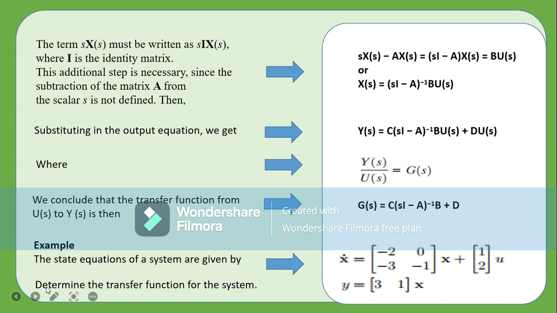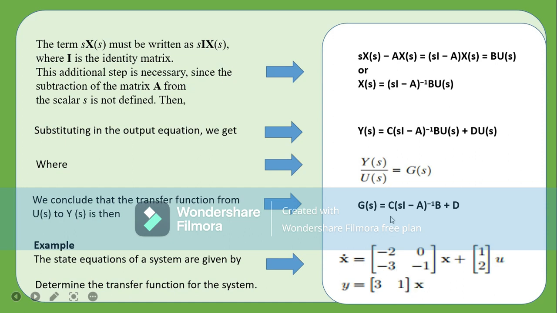So we are asked now to determine the transfer function for this system. Already we know that looking at this state equation, this is our matrix A, this is B, and this is U. Then because we don't have the D, we can assume that D is 0.